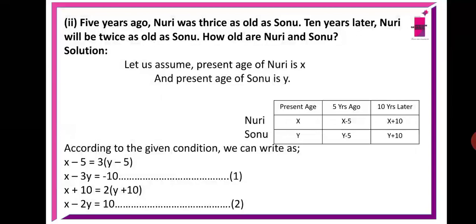Comparing the situations, 5 years ago, x minus 5 equal to 3 times y minus 5, and 10 years after, x plus 10 equal to 2 times y plus 10. If you solve this, you will get y equal to 20 and x equal to 50. So 50 comma 20 is the solution.